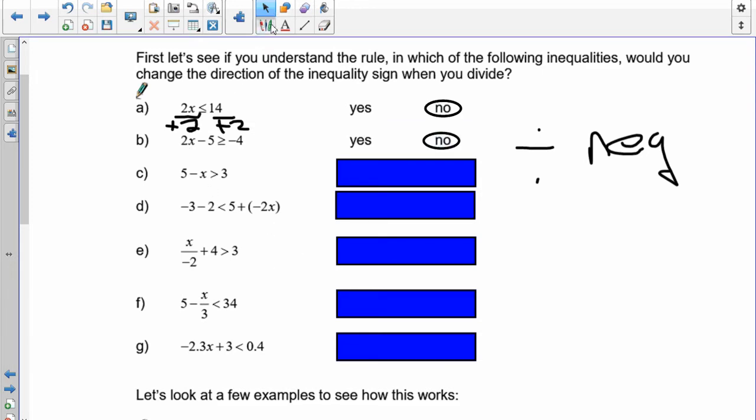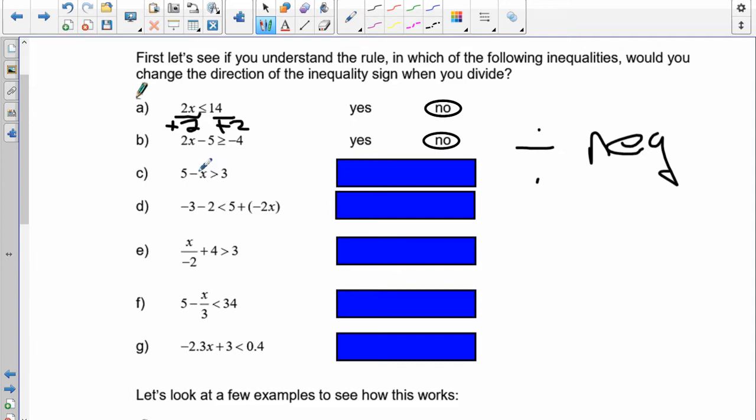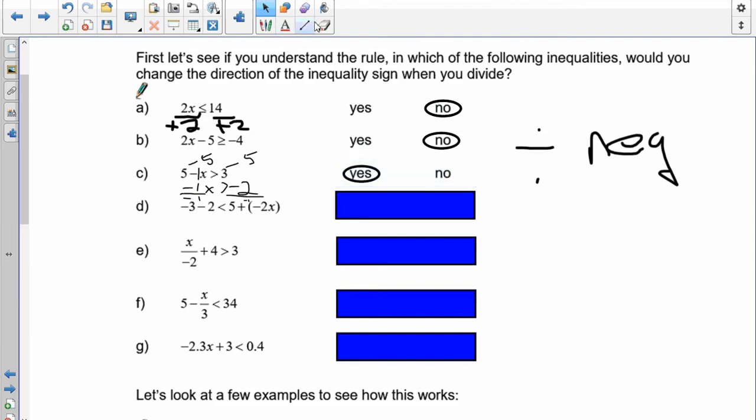Now, here is something you have to take a look at. This is a negative 1x. So when I subtract 5 from both sides, I'm going to end up with negative 1x is greater than negative 2. Now, to get rid of the negative 1x, I've got to divide by negative 1. So in this case, because I divided by negative 1, the sign does change.